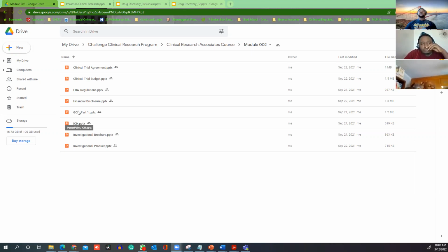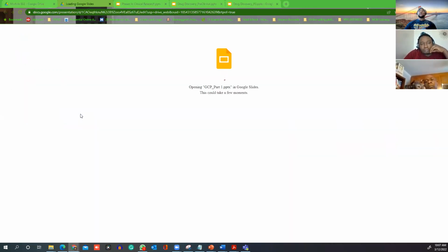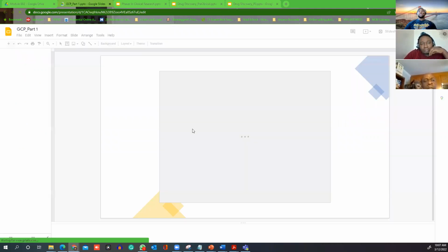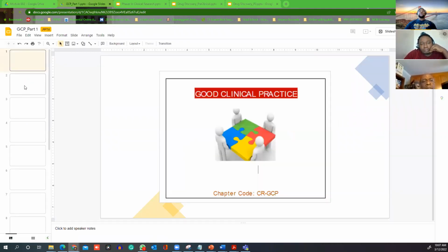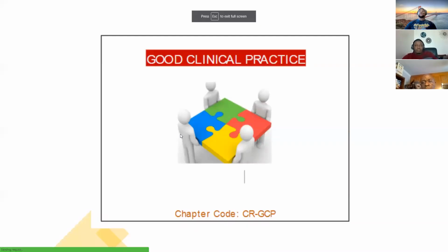Okay. So I'd like us to go through the GCP. The reason I'm choosing the GCP is because it gives us an opportunity to really understand the good clinical practice of what's supposed to be conducted at the site level for research.